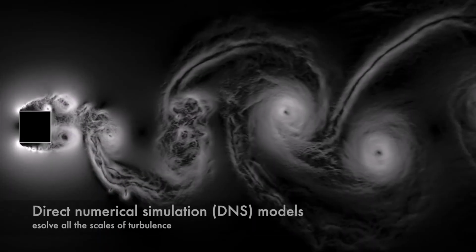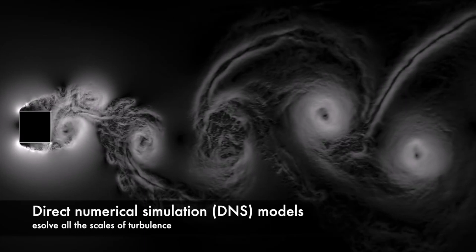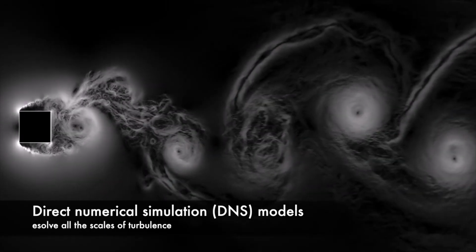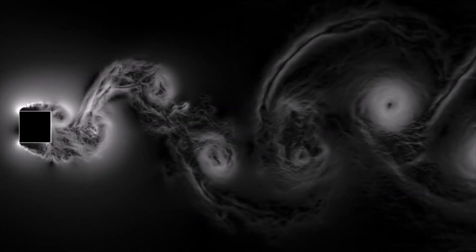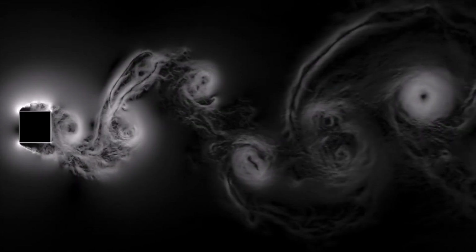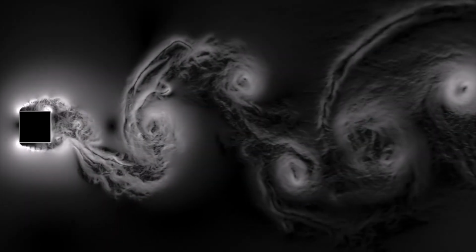Third, direct numerical simulations, or DNS, models. These models resolve all the scales of turbulence and are the most accurate but also the most computationally expensive.